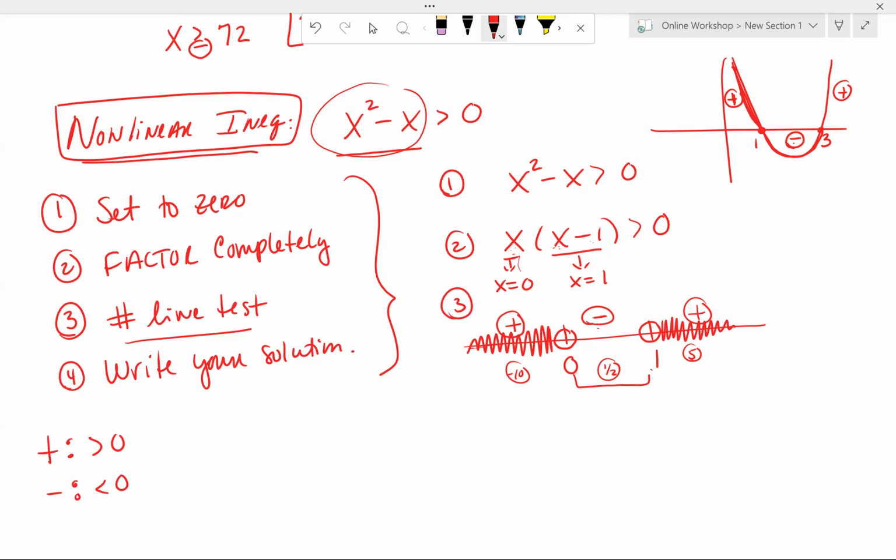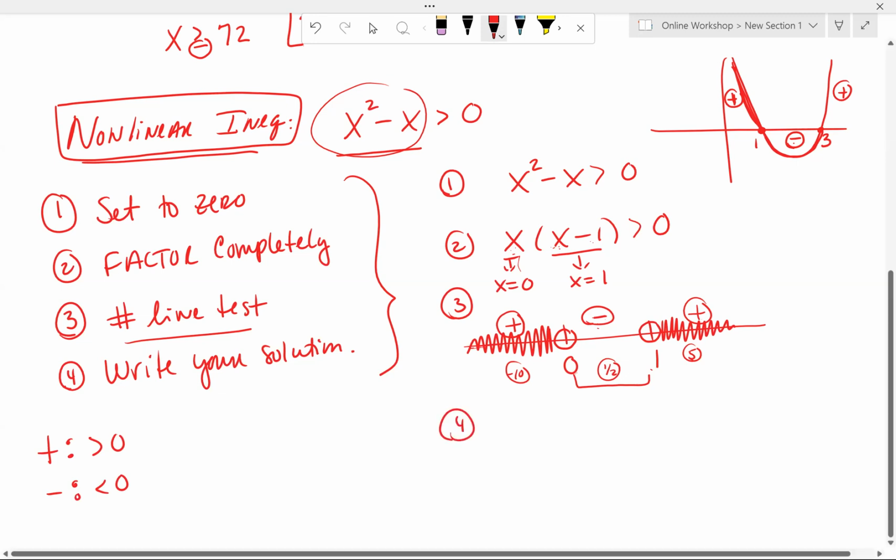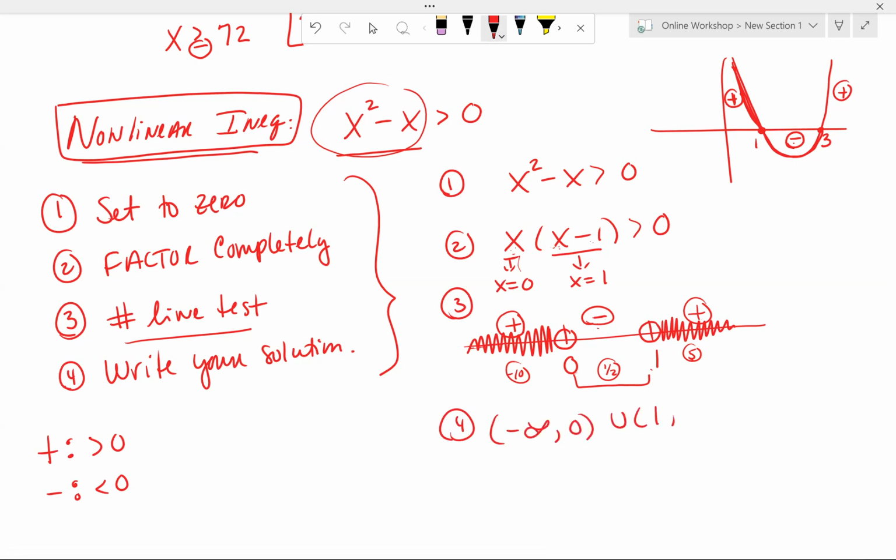My solution set in step 4 using interval notation is from -infinity to 0 in union with 1 to infinity. And you could enter your answers just like that into Delta Math.